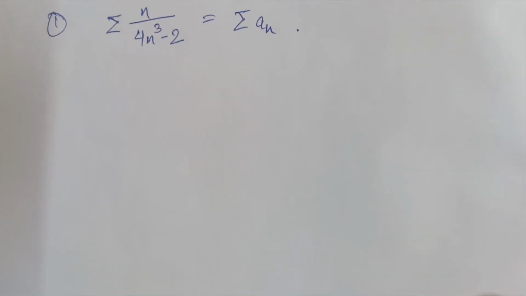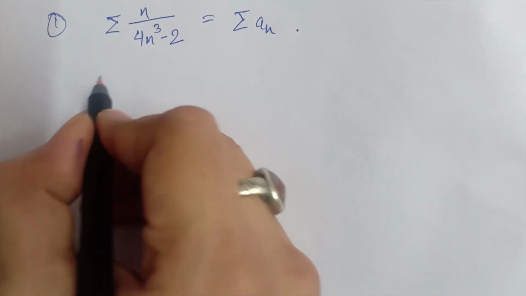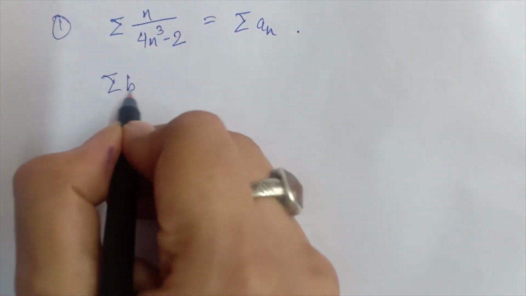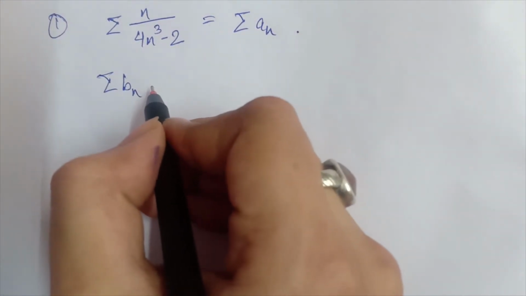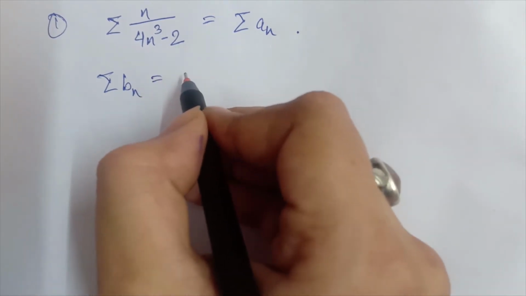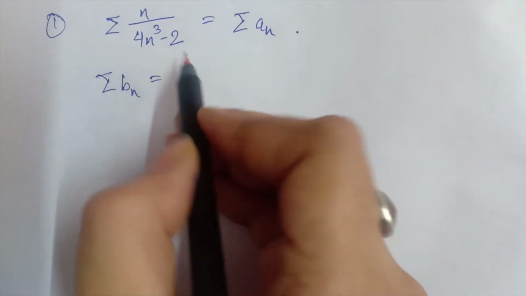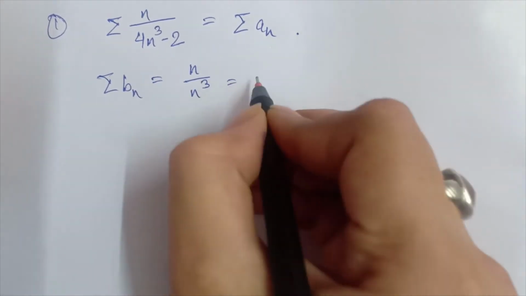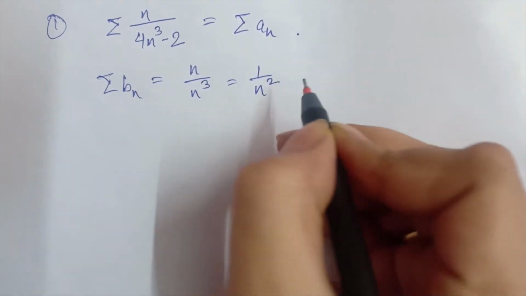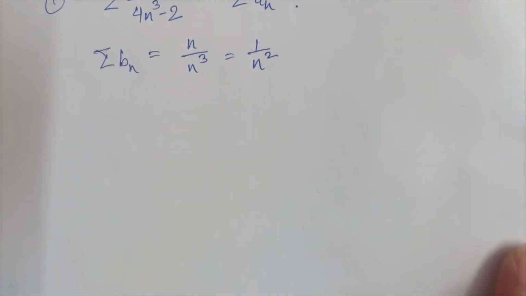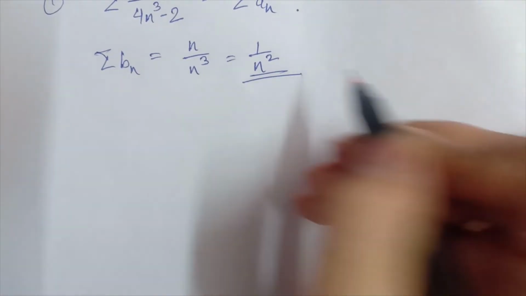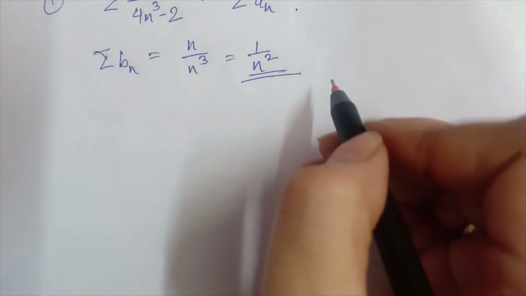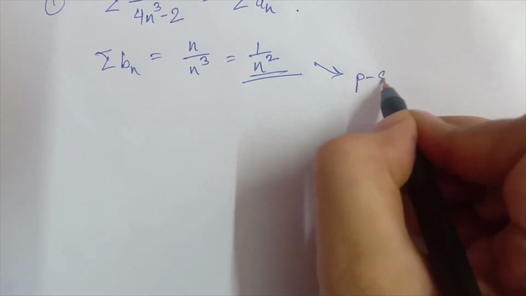Now we need to compare it with another series bn, which we will take as bn equals, from here we can say, n by n cube. This can be written as 1 by n square. Now we know that 1 by n square converges. We know this from P series.